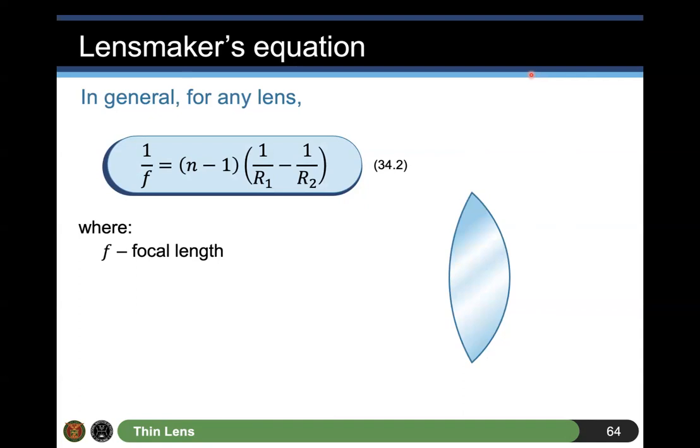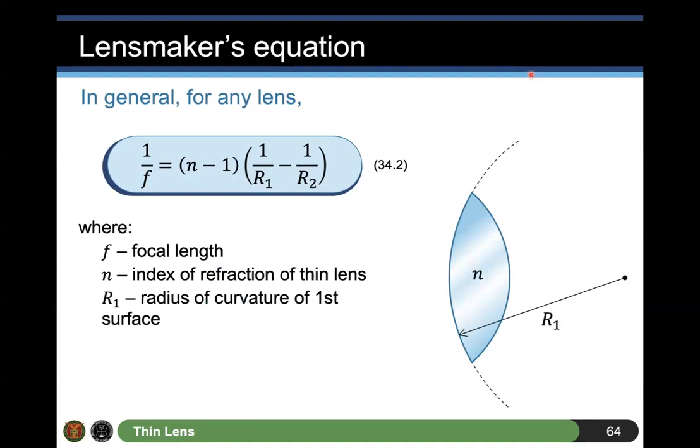Okay? And in general, ito yung equation niya. So 1 over f equals (n minus 1) times (1 over r1 minus 1 over r2). Where n is the index of refraction of the thin lens, r1 is the radius of curvature of the first surface, and r2 is of the second surface. Okay?